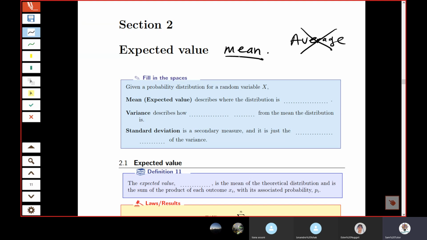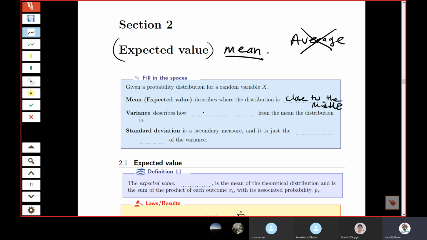But anyways, mean, it is kind of like average, but it is not average. So be careful. Your mean is what we say is the expected value. That's the actual definition of mean. It describes where the distribution is, I guess, close to the middle.